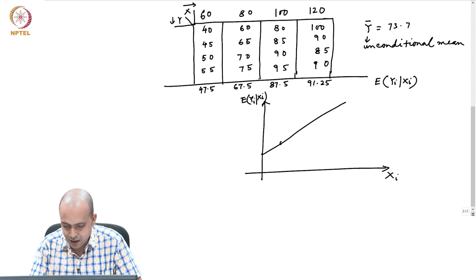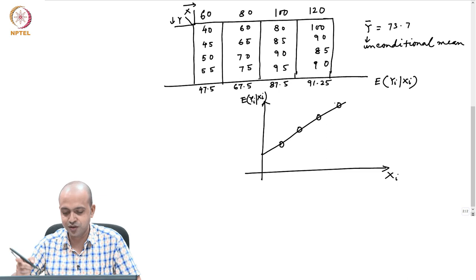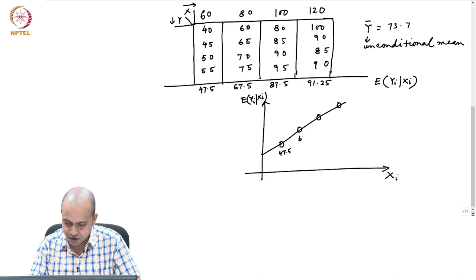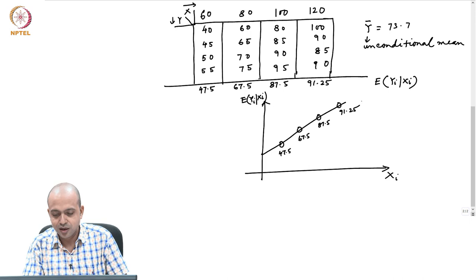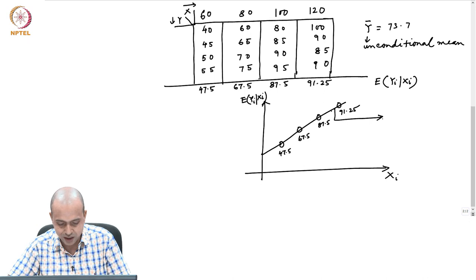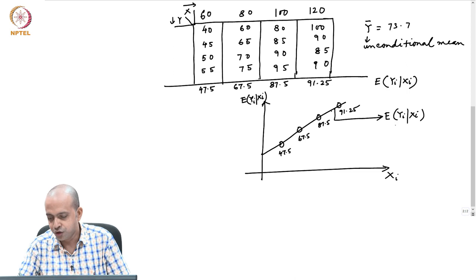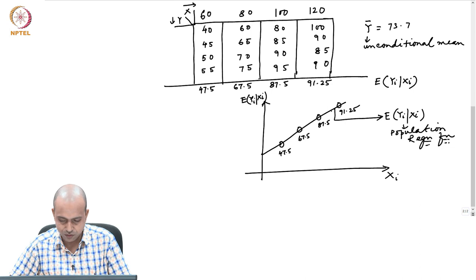If I join these with a line, then I would get an upward sloping straight line. This is 47.5, this is 67.5, this is 87.5, and this is 91.25. When we add the locus of all these conditional means, we get a line which is called the regression function or regression line. So, I am now getting the regression line, expectation of yi given xi, which is called the population regression function.